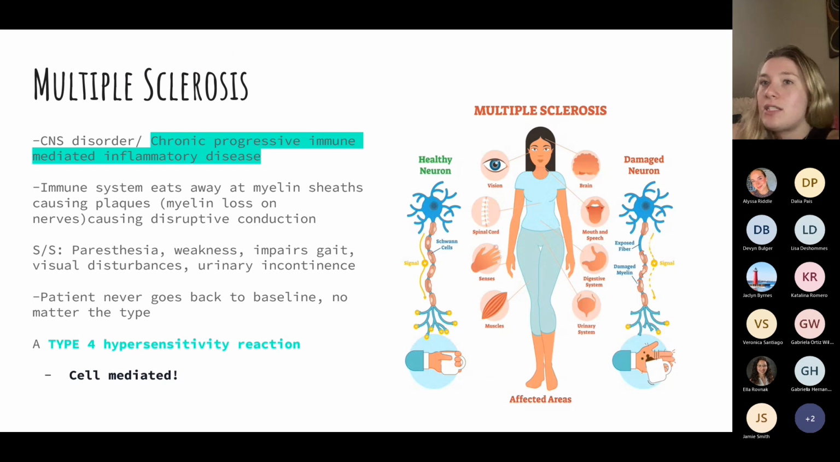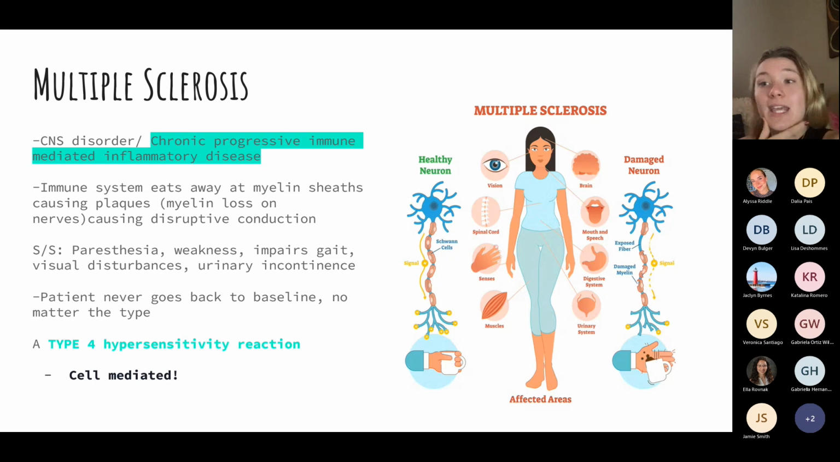MS, multiple sclerosis, this is a chronic immune-mediated inflammatory disease. What's important to know about multiple sclerosis is that it eats away at the myelin sheaths. Myelin sheaths help transmit nerve impulses. So if I've eaten away at my myelin sheath, instead of having a nice lubricated road, I have a bunch of potholes in my road, okay? And it's not going to travel as well if I have lots of breaks and holes and whatnot.